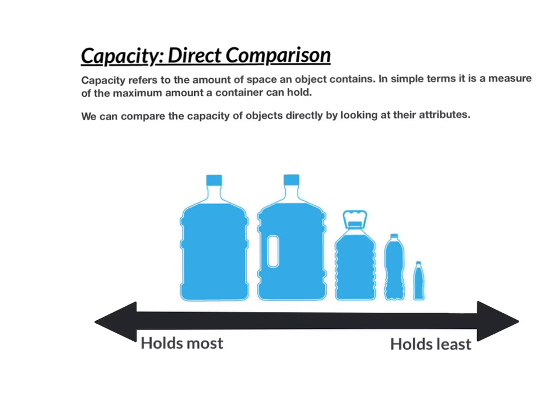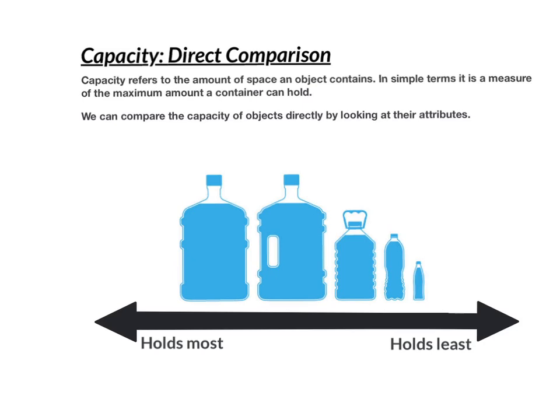Finally, when we look at objects and compare them based on their attributes, we can order them from holds most to holds least. We can see based on their attributes, the containers to the left hold more or have a greater capacity than the containers to the right, because the containers to the left are wider, taller, and overall larger than the containers to the right.